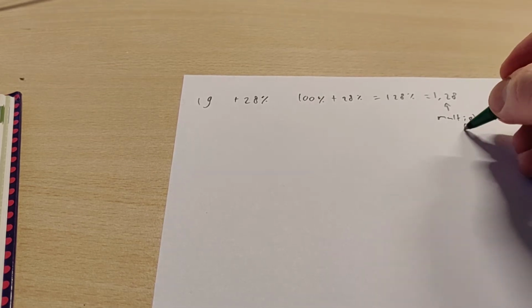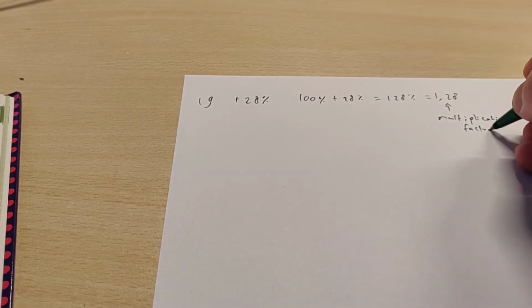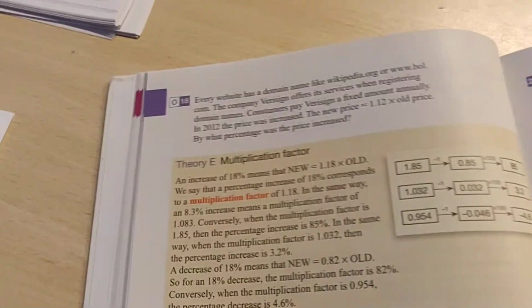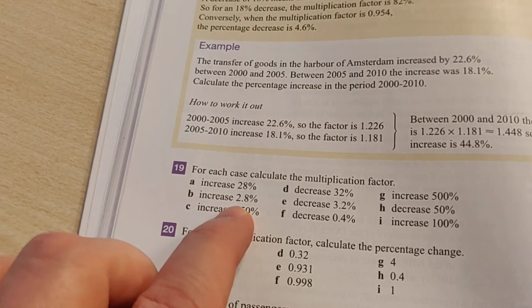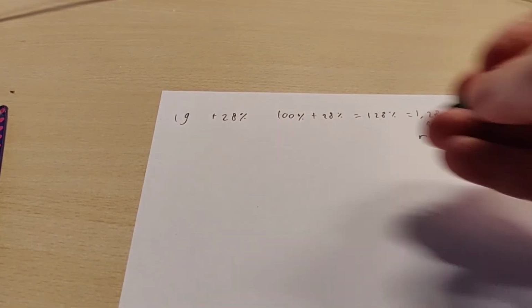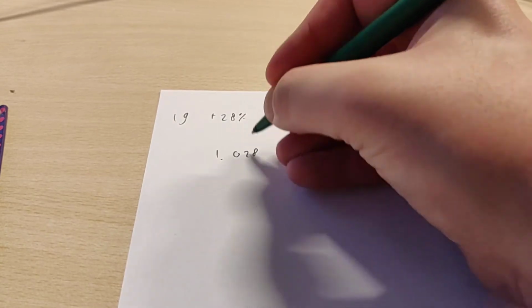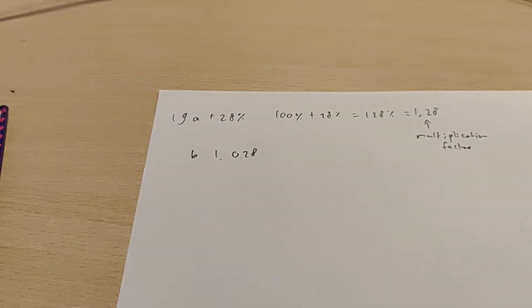It says multiplication factor. Alright? So if it's an increase of 2.8%, then it would have been not 1.28, but 1.028. This is exercise B, exercise A, exercise C.